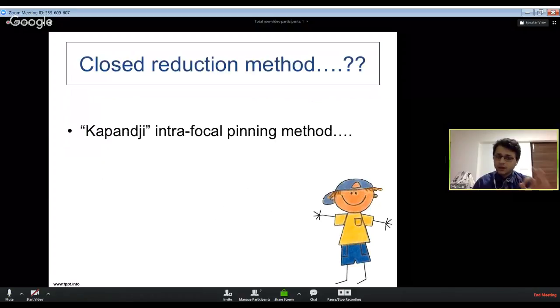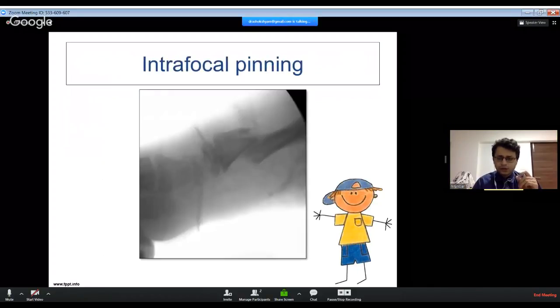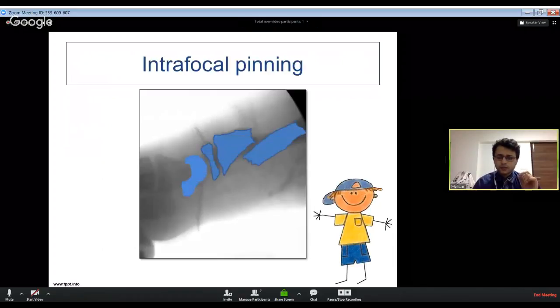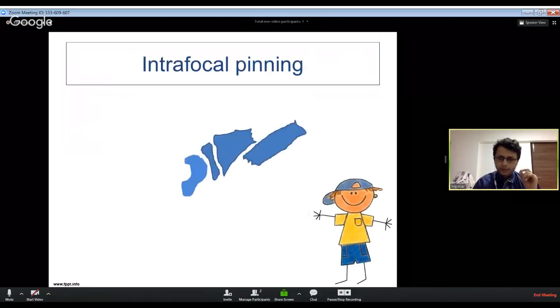Well, there is this Kapandji's intrafocal pinning method, an excellent method. I'll just describe to you what exactly it means. So if you have a distal radius fracture which is grossly displaced like this, and if you extrapolate this into a diagram, all you have to do is pass a wire from the dorsal surface. It has to be a thick wire.